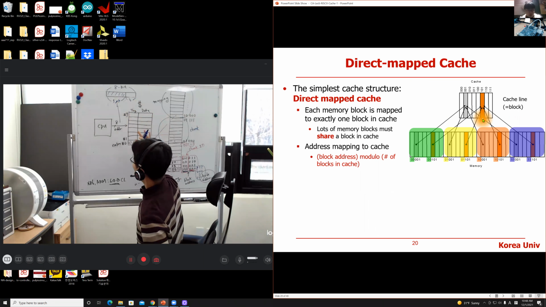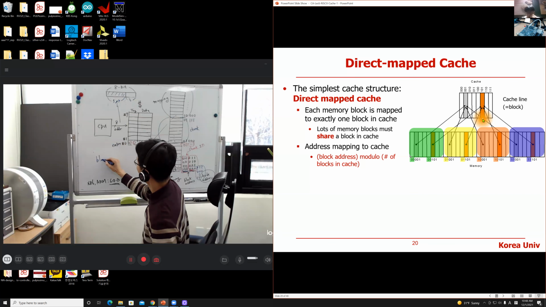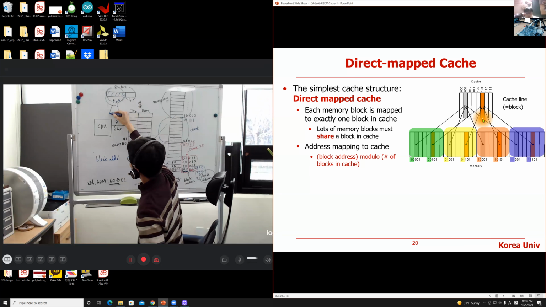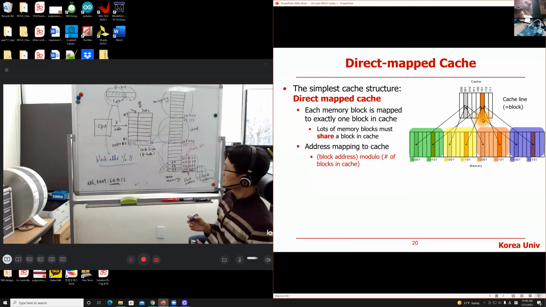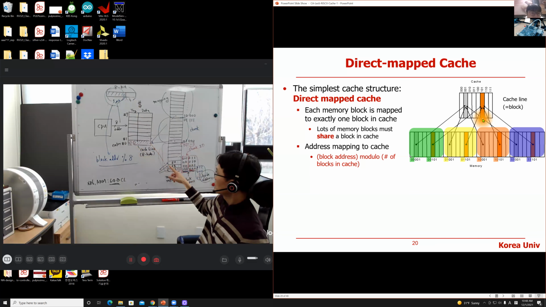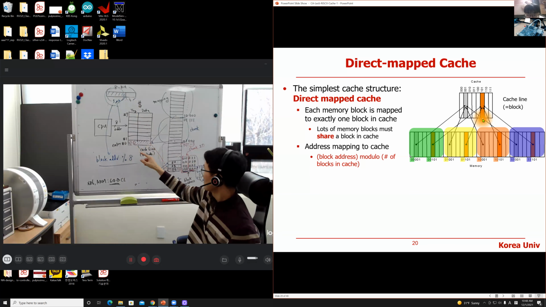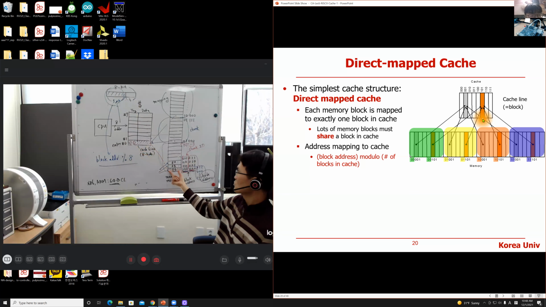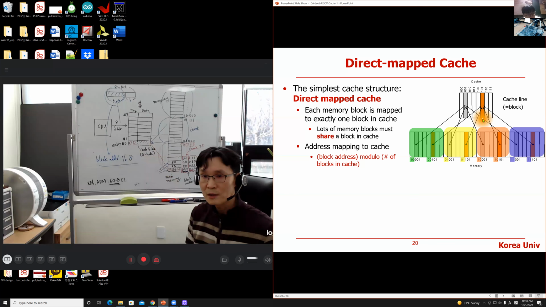So that number, not 5-bit, right? So that number of block address, which is this 5-bit, then 8. Then you know the location. You know the cache entry this block should be placed to. Right?